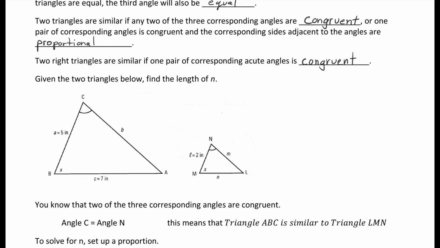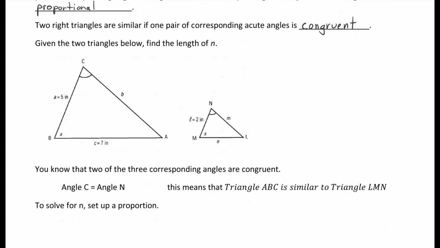Two triangles are similar if any two of the three corresponding angles are congruent, or one pair of corresponding angles is congruent and the corresponding sides adjacent to the angles are proportional. Two right triangles are similar if one pair of corresponding acute angles is congruent.